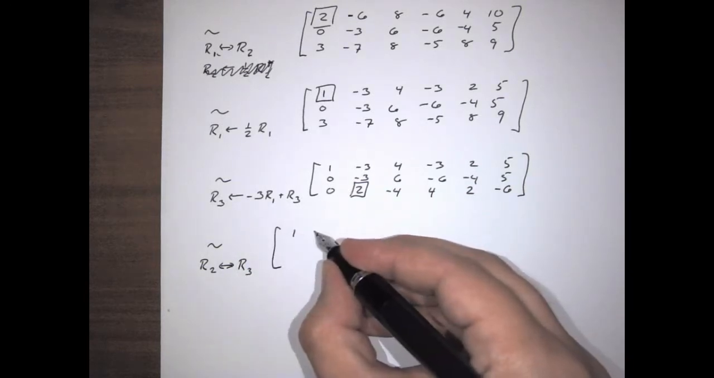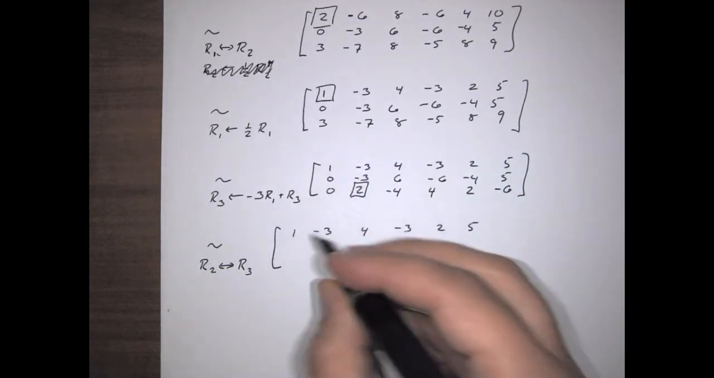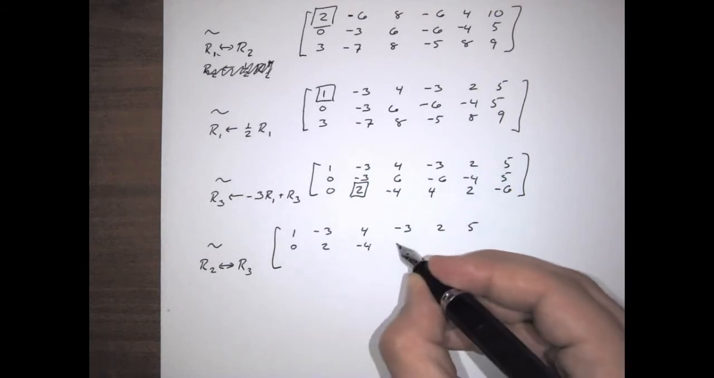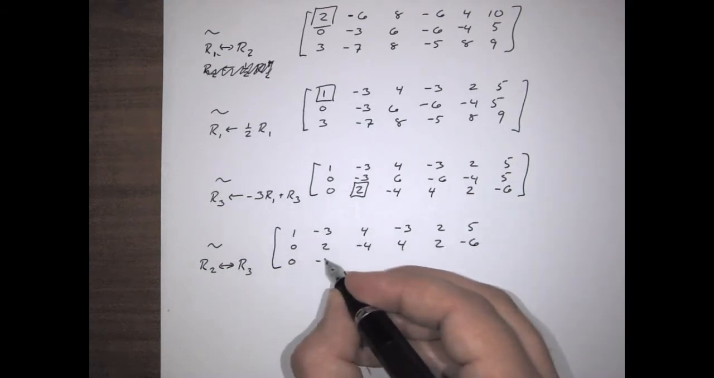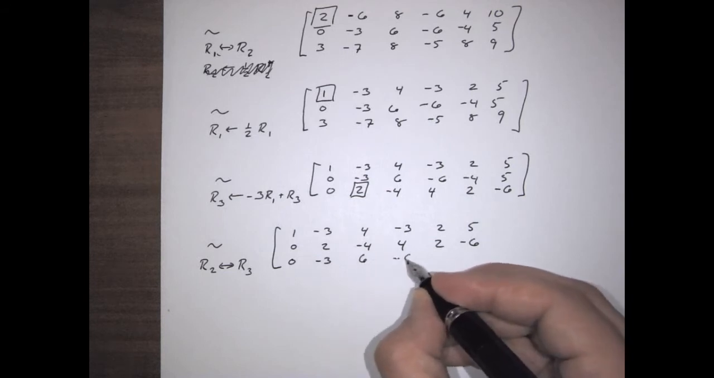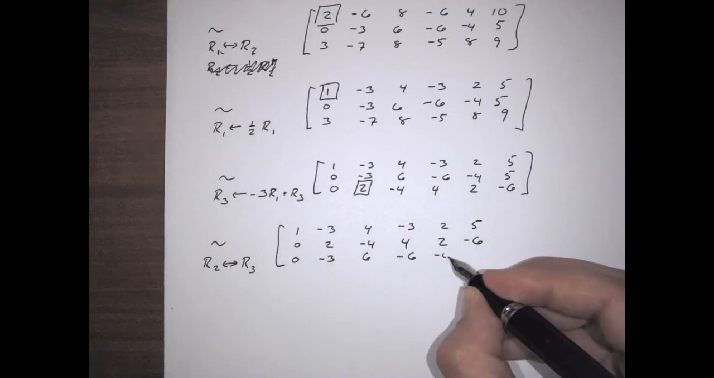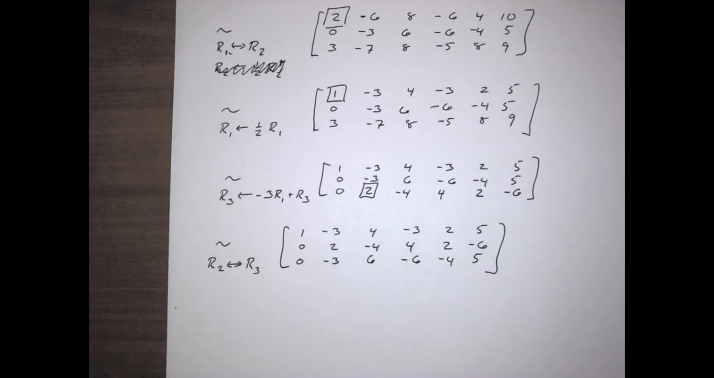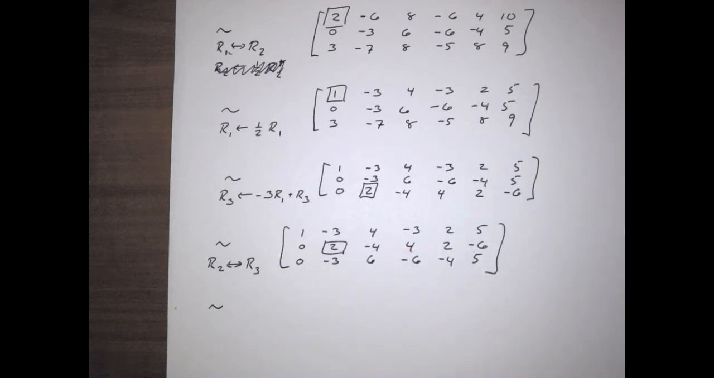Okay, 1, negative 3, 4, negative 3, 2, and 5. And then we're going to have 0, 2, negative 4, 4, 2, and negative 6. And then we're going to have 0, negative 3, 6, negative 6, negative 4, and positive 5. So we're just switching row 2 and row 3. And at this point now, it's good for scaling. So this is still a desired pivot here.